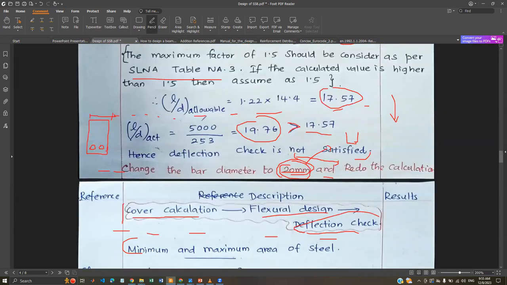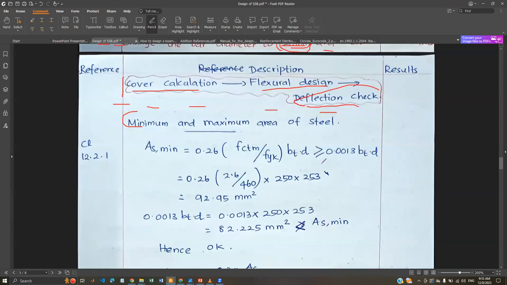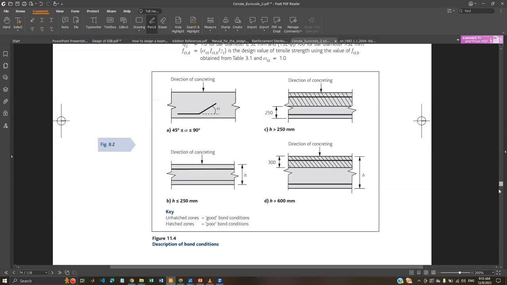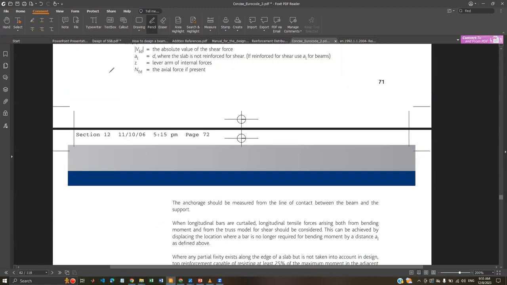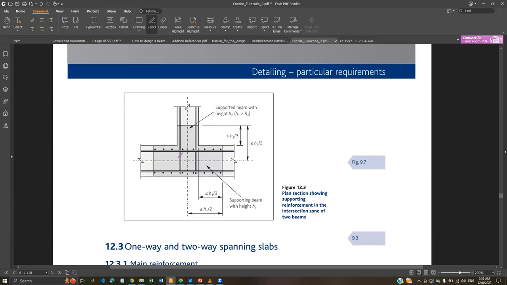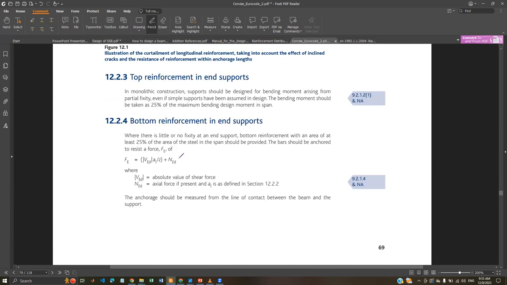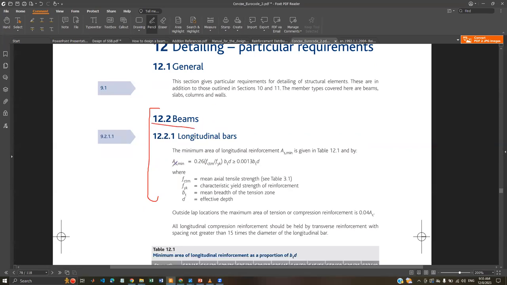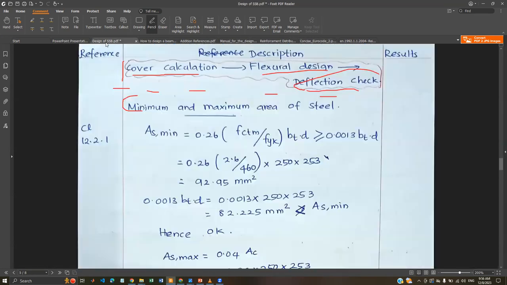So the next step is, right after these conditions, if they are satisfied, I need to go with the minimum and maximum area of the steel that is being required. So that is what I have done here. This equation you will be able to find from section 12. When we are dealing with the beams, we need to go with that one. Since we are dealing with the beams, we need to check the As minimum and maximum based on these considerations. It is the same as what we did for the slabs.